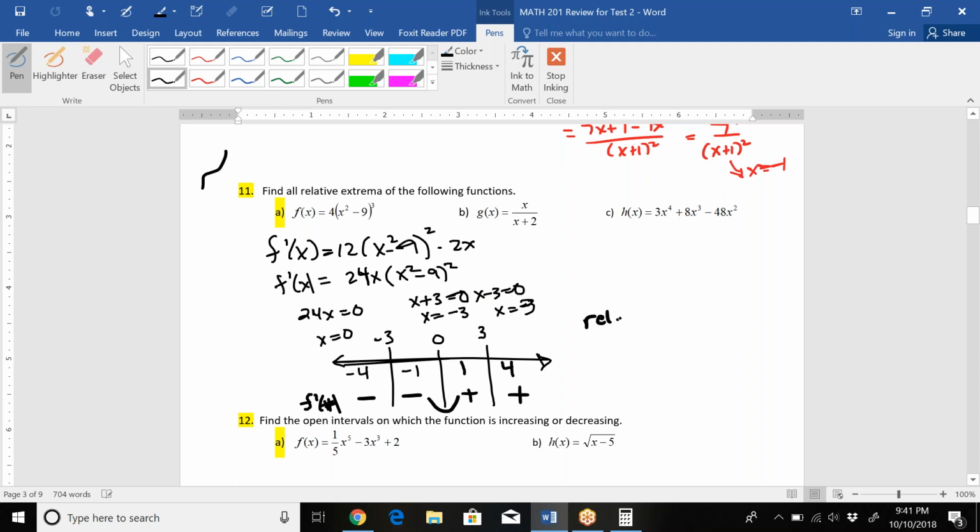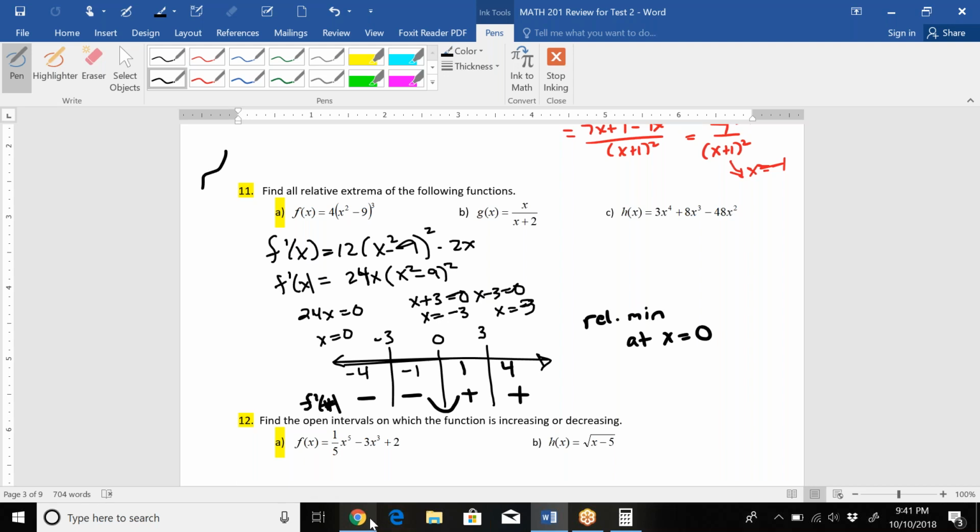So we have a relative min, since it went down and then up, at x equals 0. And you don't have to do anything else with that one. It doesn't have a relative max because those other 2 guys did not change signs. So they're not actually max or mins, they're probably points of inflection.